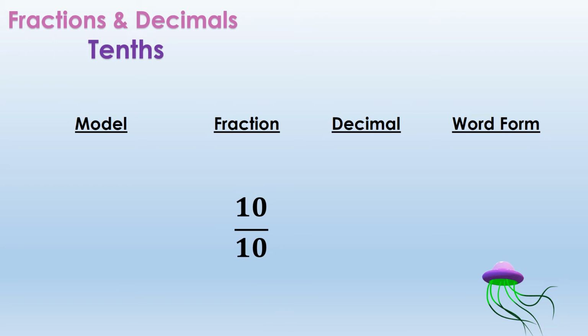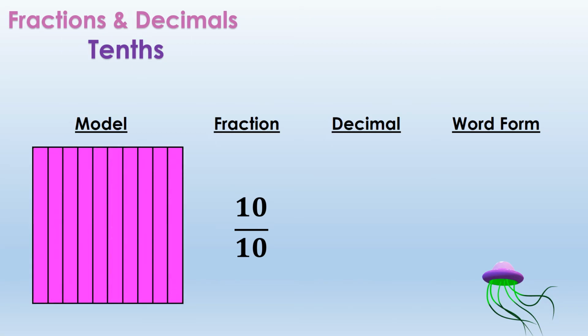Now you're probably asking yourself, what would I do if I got 10 out of 10 shaded? Okay, so we're still going to do the same steps. I'm looking at my numerator. My numerator is 10. So I'm going to have 10 pieces shaded out of a total of 10 pieces. So 10/10.